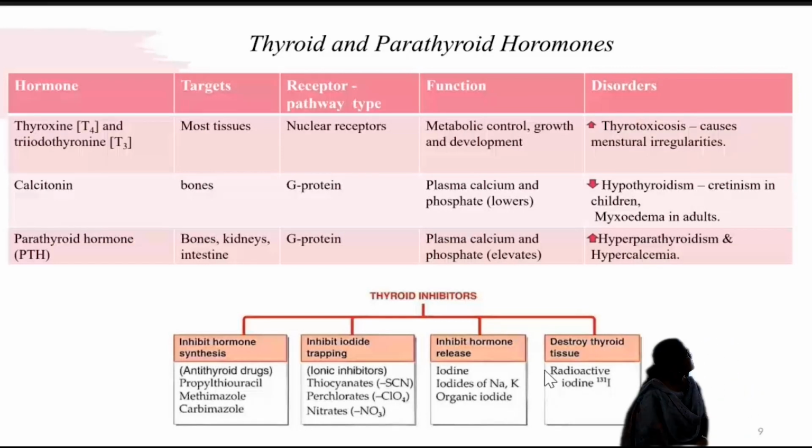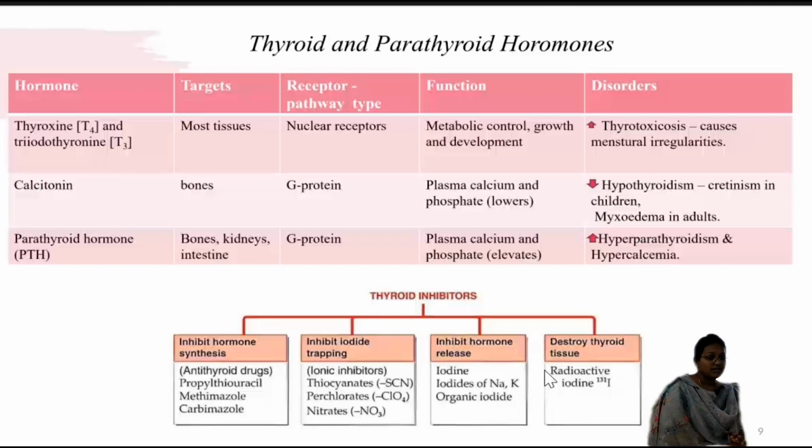And coming to calcitonin and parathyroid hormones, they are physiologically antagonists to each other. That could be a question. And calcitonin deficiency generally causes osteoporosis in elderly women, and hypocalcemia is produced by low parathyroid hormone, and those are the thyroid inhibitors.